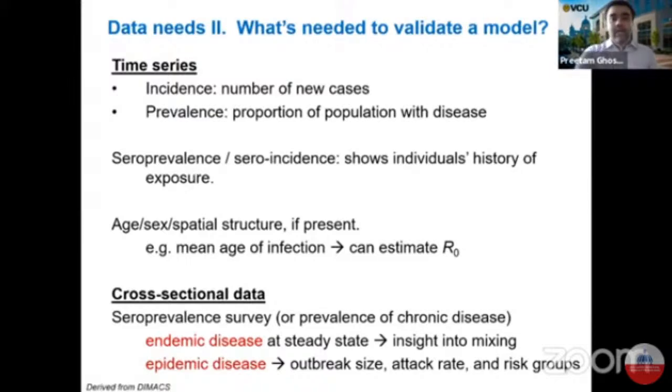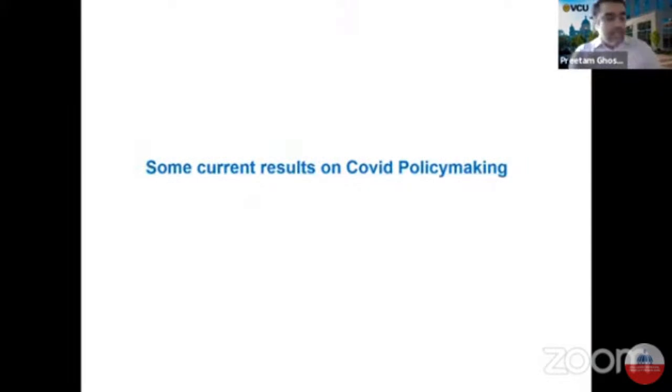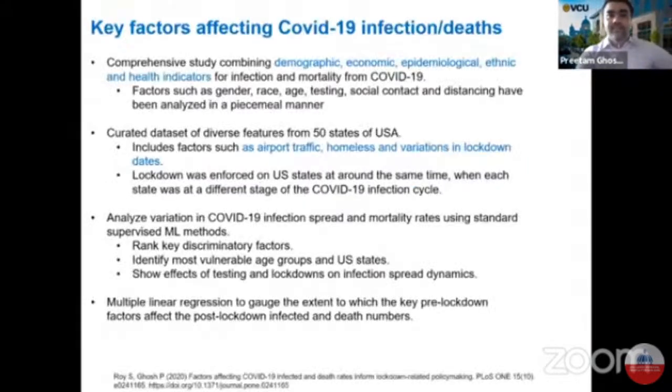So I'll skip through this very quickly. There are also contact tracing graphs that get used. We at VCU Medical Center have been maintaining our own contact tracing graph on the university campus. The state of Virginia was maintaining their own contact tracing graph at the state level as well. And the federal government was looking at contact tracing graphs at the country level as well. So these become important when you're generating these types of models. So with that, let's go into some of the interesting pieces on the policy making aspects.